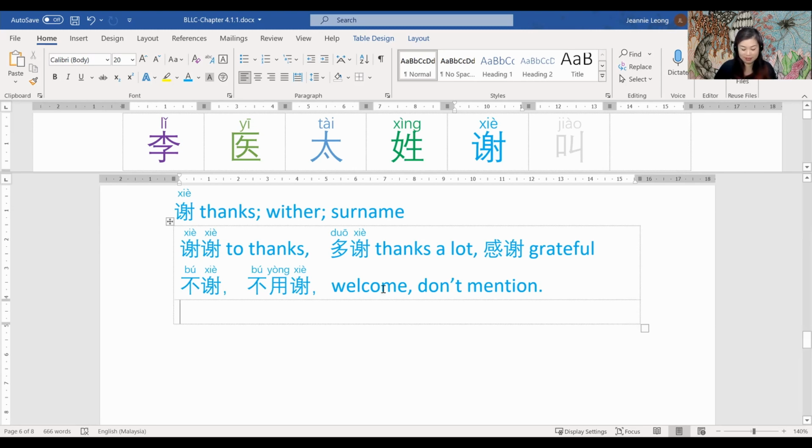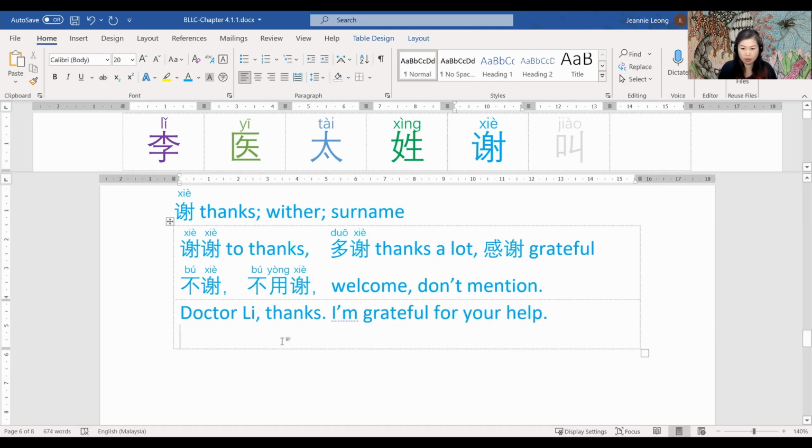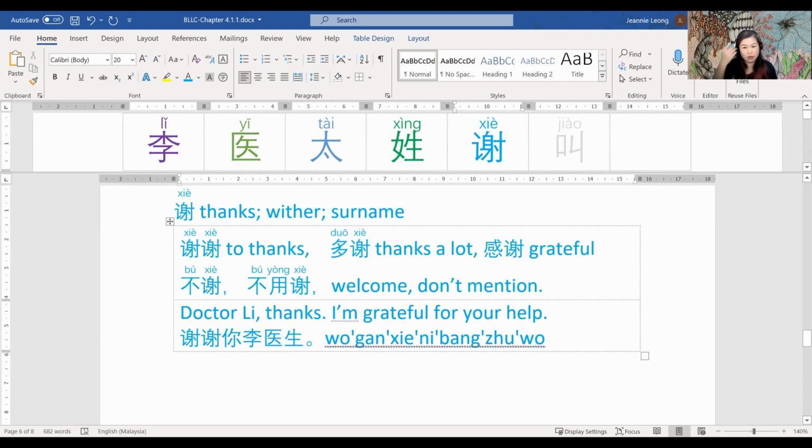So let's try and make a sentence using 谢, and maybe we'll combine it with some of the other words. How about I say thanks to the doctor? I was sick and I went to see Dr. Lee, and now he's fixed me up, and I'll say thank you. 谢谢你，李医生，我很感谢你帮助我。帮助 is not a word I've learned formally, but I've heard it being said, so I'm going to use it.